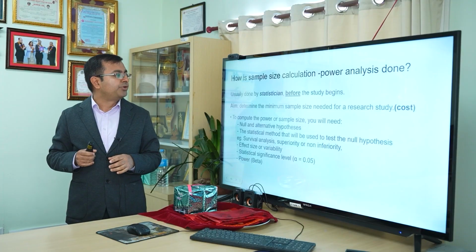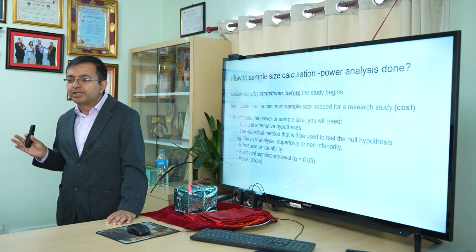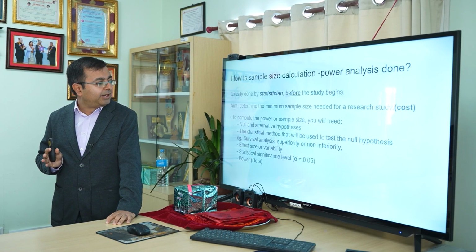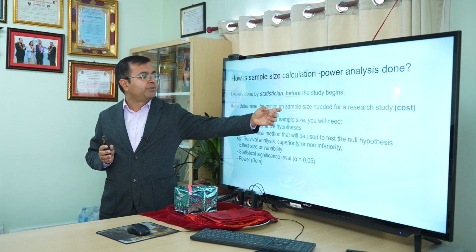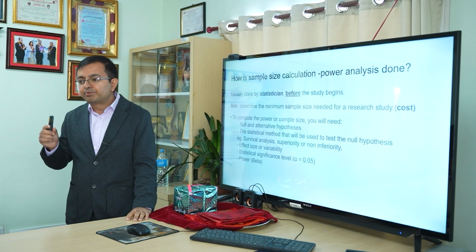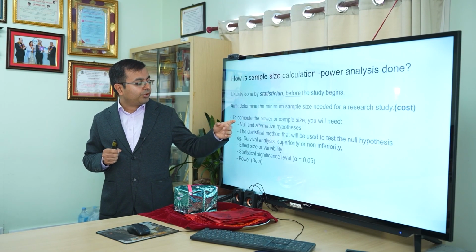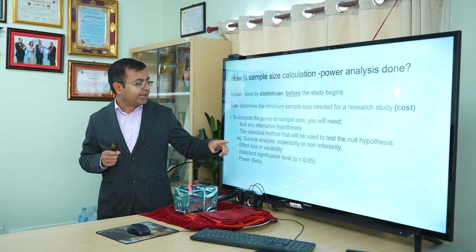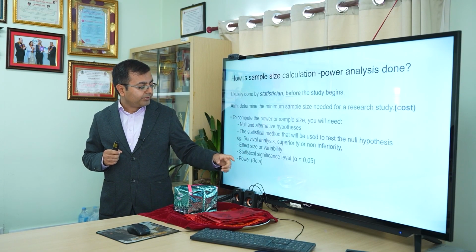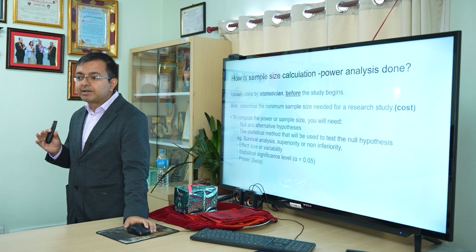So how is sample size calculated? The easy part is it is usually done by a statistician, or if you are skilled enough you can do it, no harm. And it is always done before the study starts. The aim is to determine the minimum number of subjects for the research. It is not the right number, it is the minimum number. And it depends on your hypothesis, the method you are going to test, like are you doing survival analysis, superiority, non-inferiority, the effect size, the power, alpha and beta of the study. On all these things the sample size will depend.